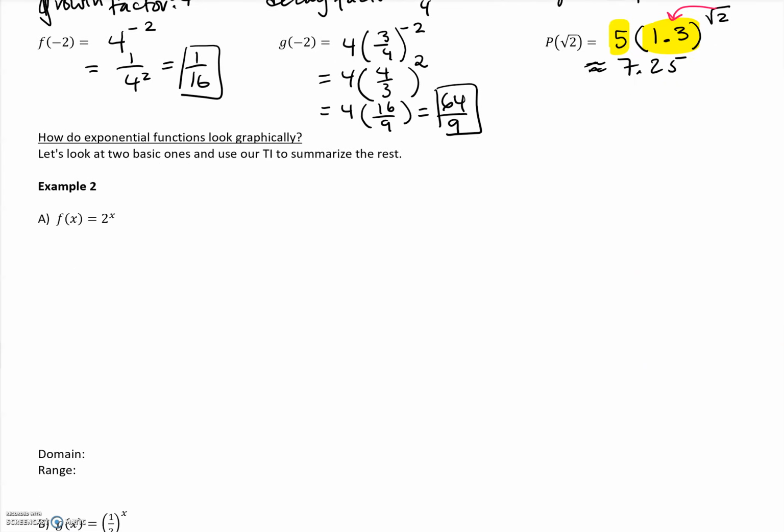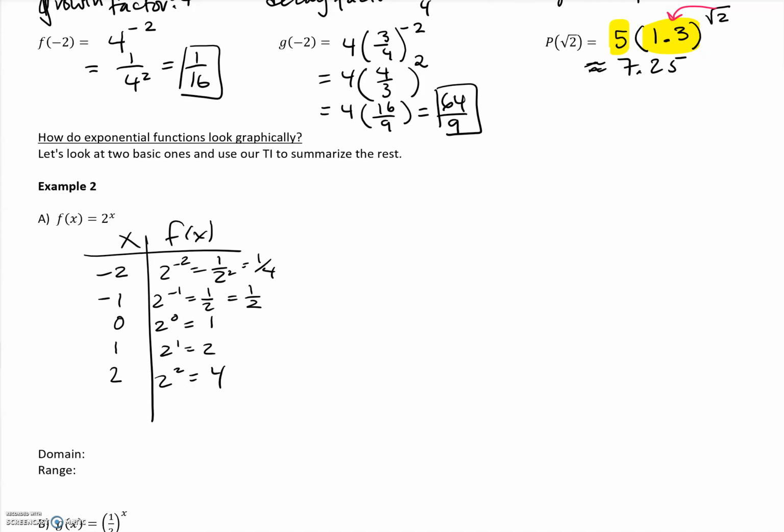We're just going to make an XY chart for the first two we look at, and then we'll use our TI to summarize the rest. So let's do this one with an XY chart. I've plugged in some negative numbers, some positive numbers, and 0 in the middle, and those are the outputs I'm getting for my function.